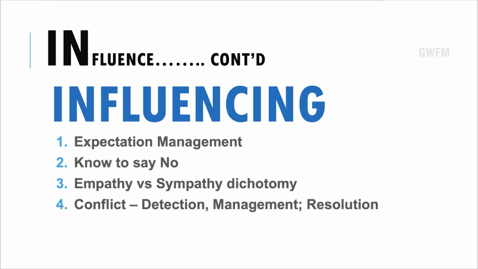The four ingredients to successful influencing will always be around the four points that we are seeing here, right? It's about expectation management. The agenda and the outcome have to be very categorically defined and understood. If that is not in existence, things are going to fail and falter. Knowing to say no, I think, is a very strong art in a science that we may want to think of. And we'll come to that in the next slide. Empathy versus sympathy dichotomy will always be there. So we'll come to knowing to say no in slightly greater detail. But empathy versus sympathy, right, is an important dichotomy.